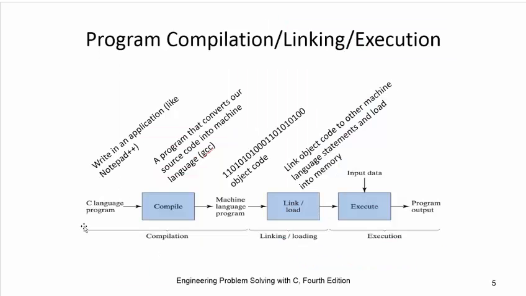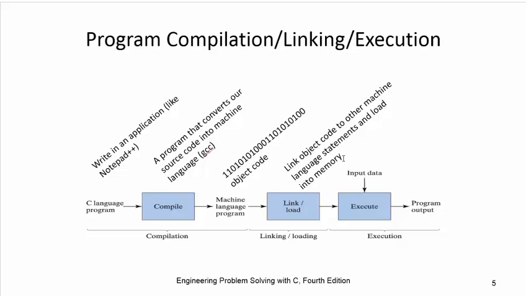So remember, we write our C programs in an application such as Notepad++. That's our source code. We compile it. We're using a compiler called GCC. It's an open source compiler that we're using. And then that compiler converts it to the object code. And the object code literally looks like a stream of 1s and 0s.